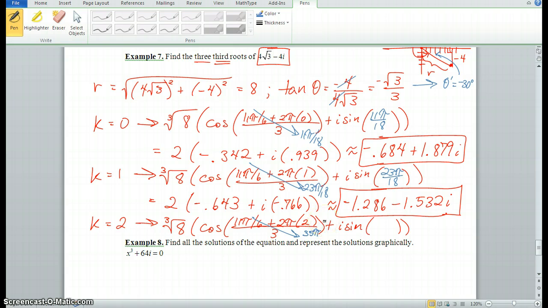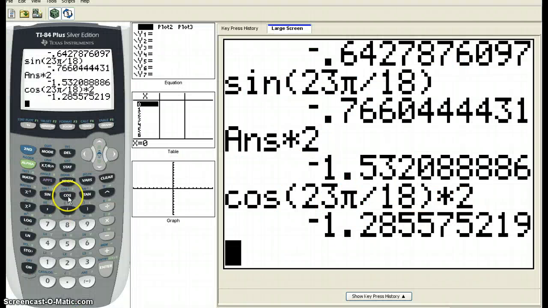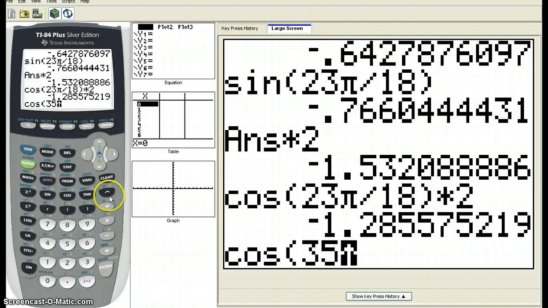35 pi over 6 over 3, excuse me, over now, as we see the whole quantity, 35 pi over 18. Okay, so let's simplify it, completely wrapping this up. And we'll go ahead and type in cosine 35 pi over 18.